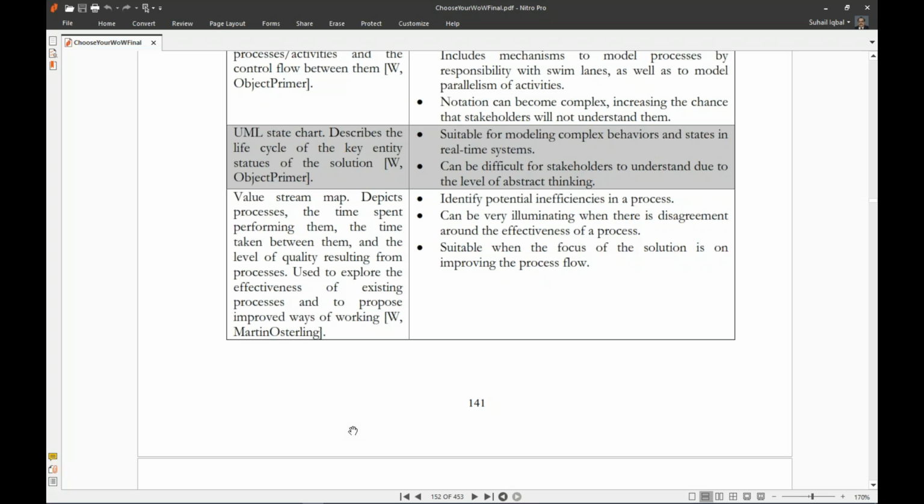Value stream map depicts processes, the time spent performing them, and the time taken between them, and the level of quality resulting from processes, used to explore the effectiveness of existing processes and to propose improved ways of working. So what do we have? It identifies potential inefficiencies in a process, can be very illuminating when there is disagreement around the effectiveness of a process, suitable when the focus of the solution is on improving the process flow.